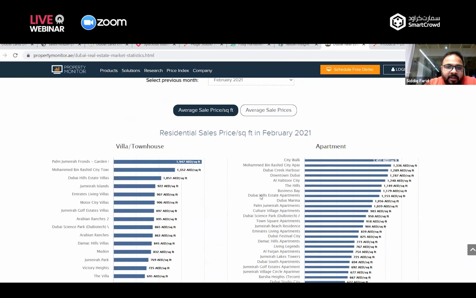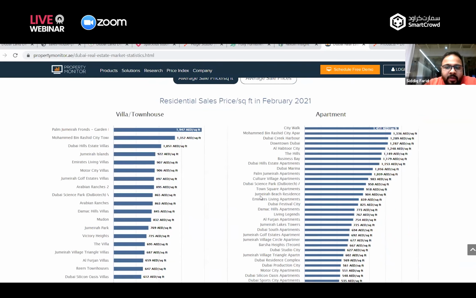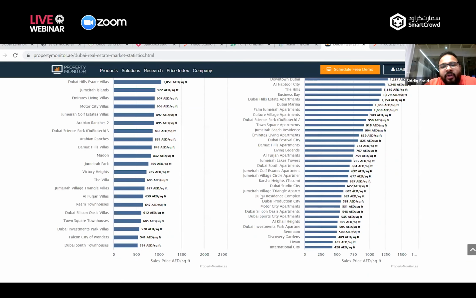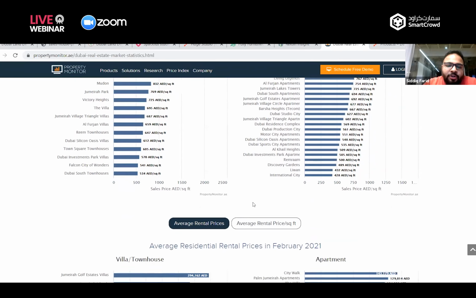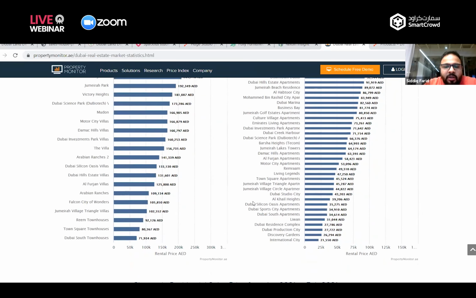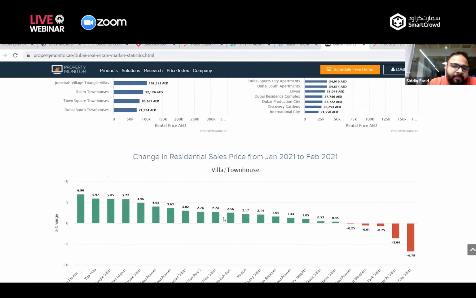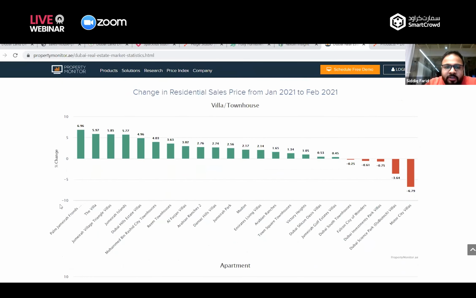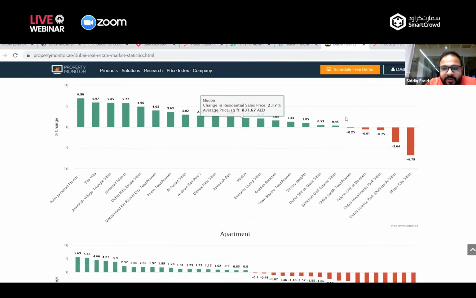And this is transactional data. This is not listing price. This is actually what the units are transacting at, on average, in that particular area across different sizes. Generally speaking, the smaller the unit, the higher the price per square foot. The bigger the unit, the smaller the price per square foot, right? Then you also try to get a sense of what's happening on the rental front, and the month-on-month change. So you can actually see, in terms of villas, where the activity is and where the prices are.